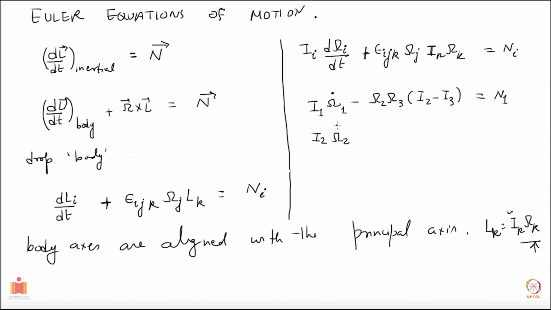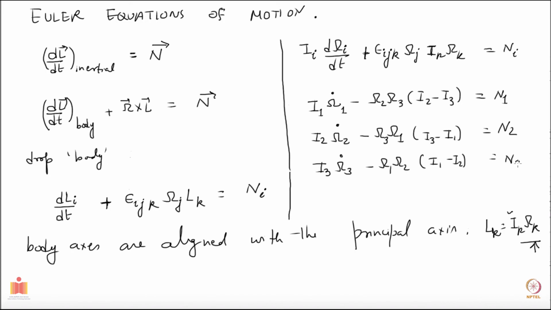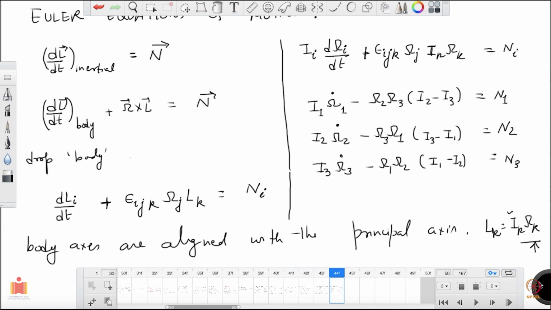I2 omega 2 dot, then you have omega 3 omega 1 (I3 minus I1) is equal to N2. And then you have I3 omega 3 dot minus omega 1 omega 2 (I1 minus I2), and this will be N3. Please try to do this simple algebra, and these are called our Euler equations of motion.